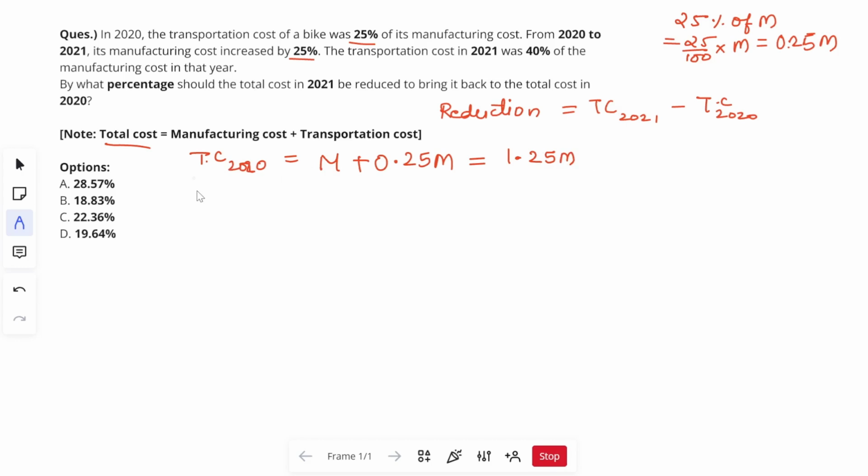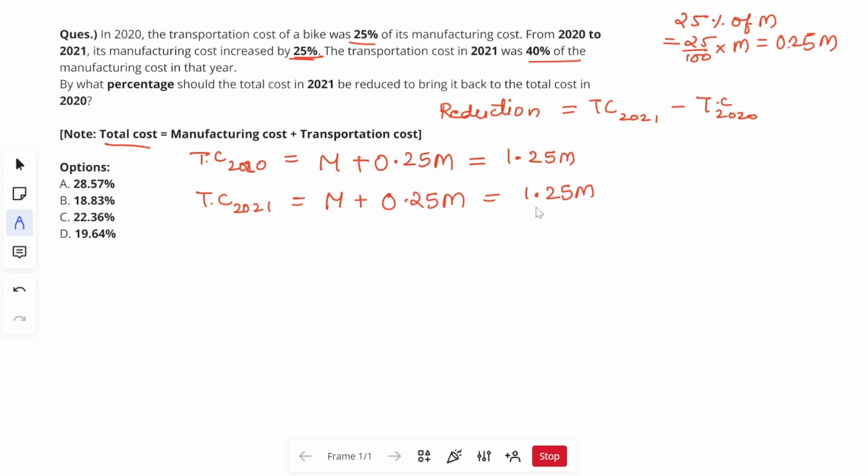Now let us calculate the total cost in 2021. In order to calculate the total cost, what do we know? We need to have the manufacturing cost and the transportation cost. So the total cost in 2021 will be equal to what? Manufacturing cost in 2021. From 2020 to 2021, its manufacturing cost increased by 25%. That is what is told to us, right? Again, because we are not given the manufacturing cost here also, we will consider it in terms of M, and then we will add 25%, because it increased 25%, so 0.25 M. This will also be 1.25 M.